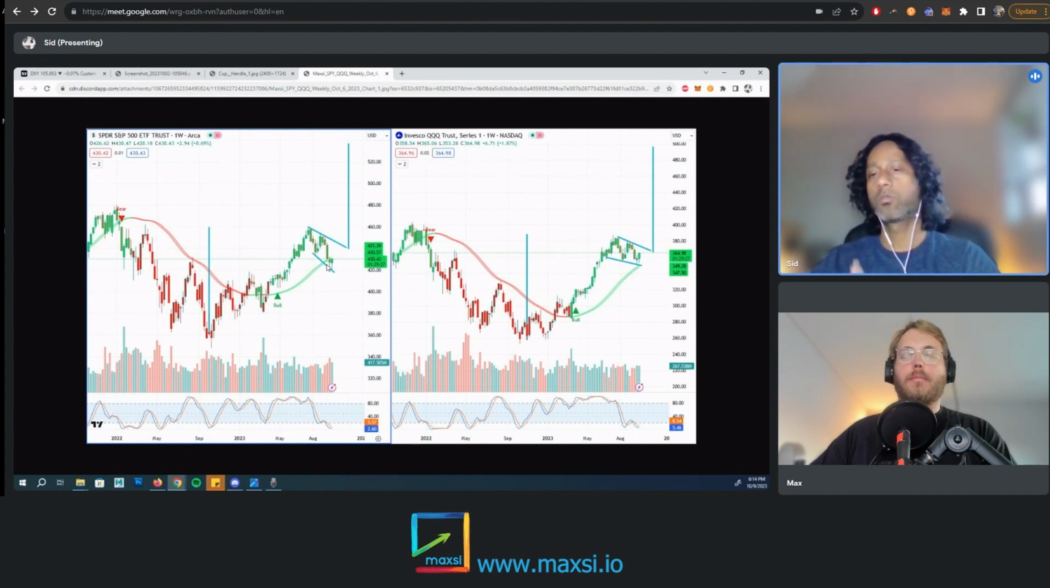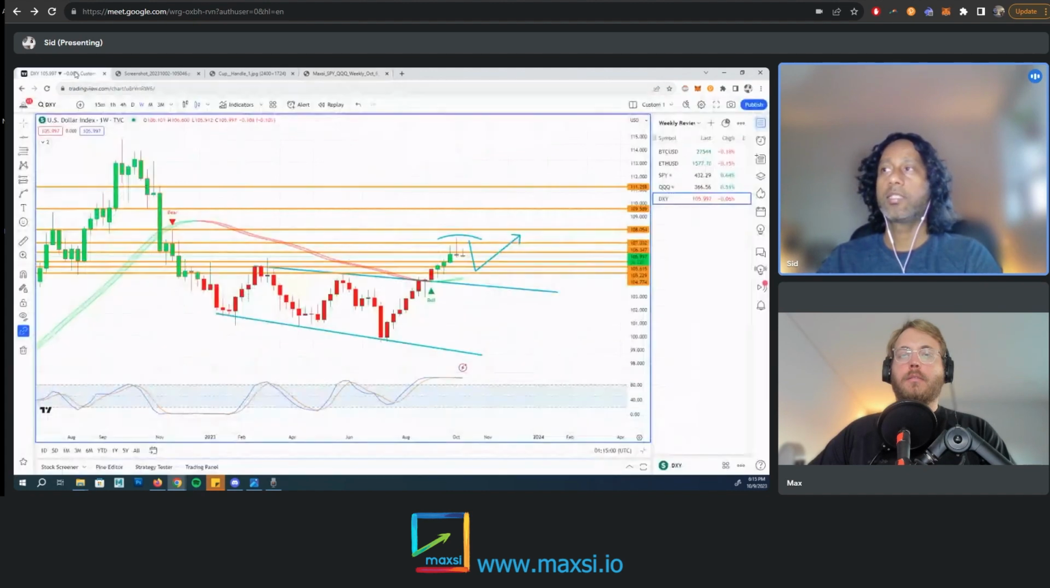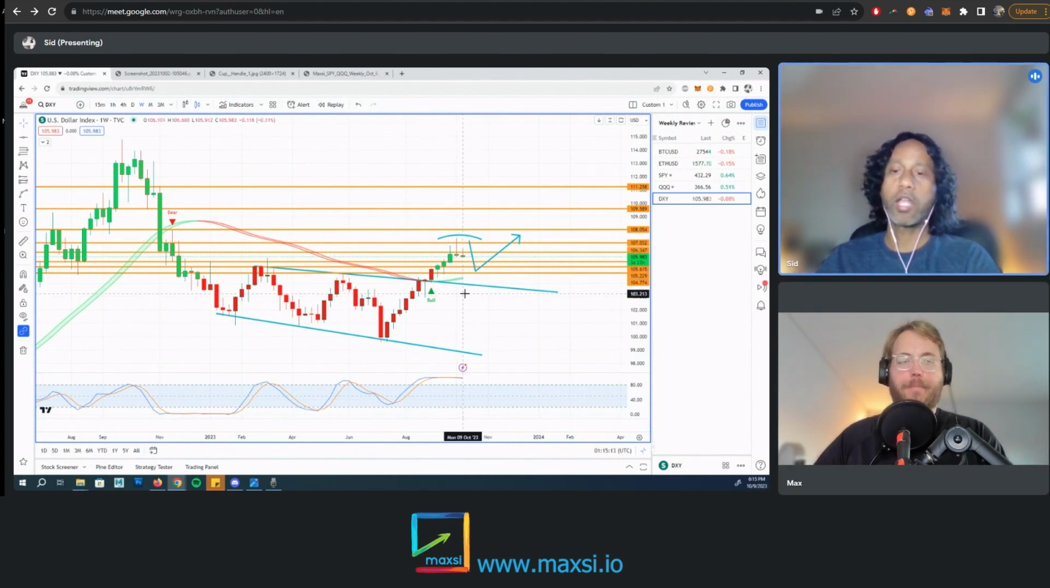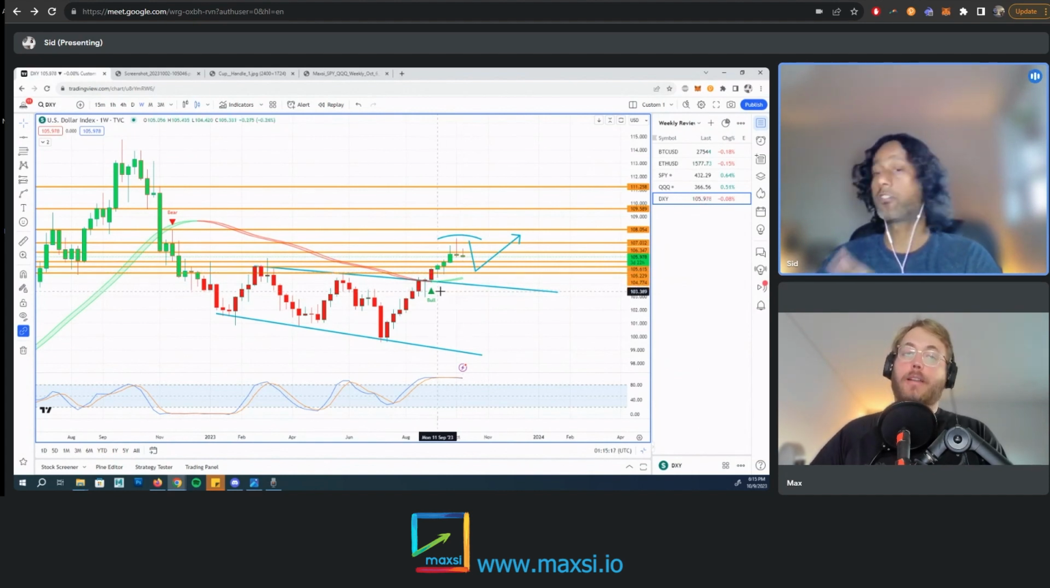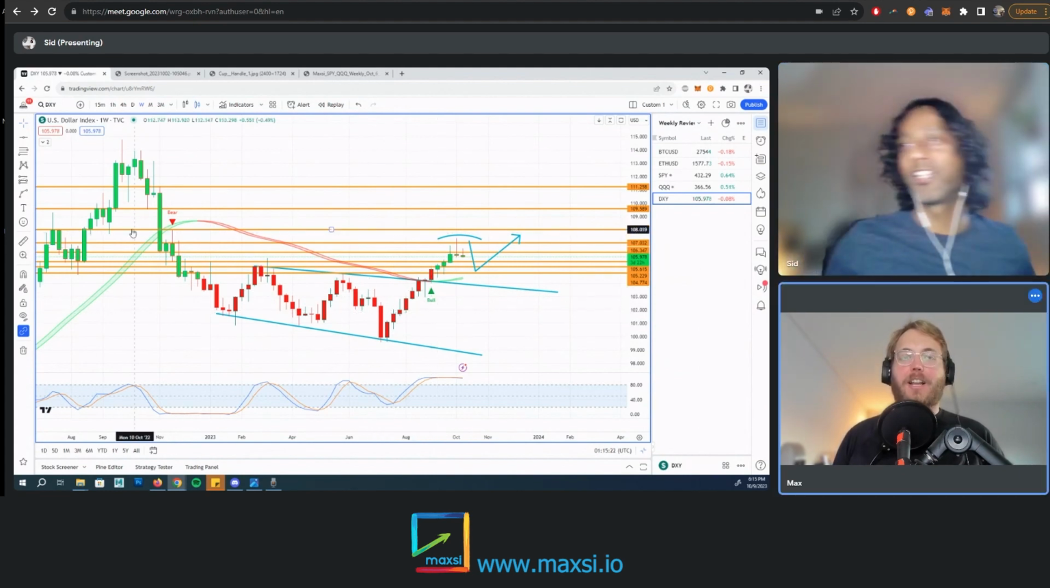So we talked about how the DXY relates to equities. The hope for the bulls is that the dollar doesn't bounce and continues down, falls back into the channel, and maybe ends up having a deviation, a lower high. That's the best case for the bulls, not the forex bulls, but for the stock market and equity bulls.